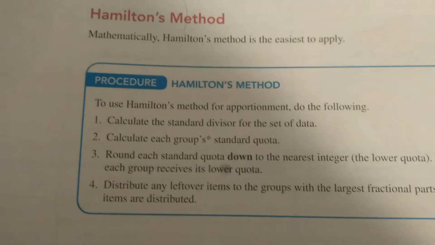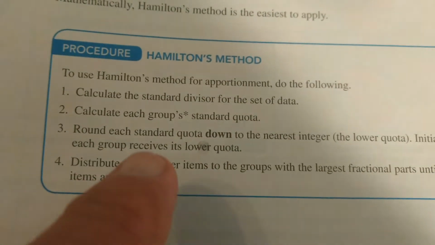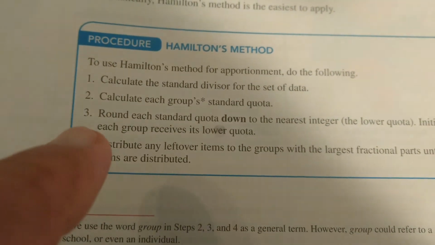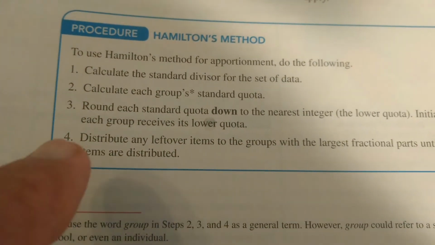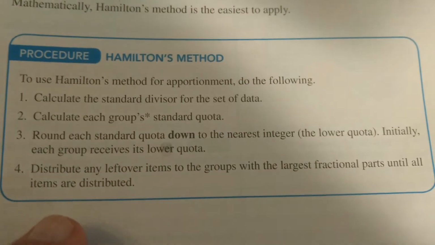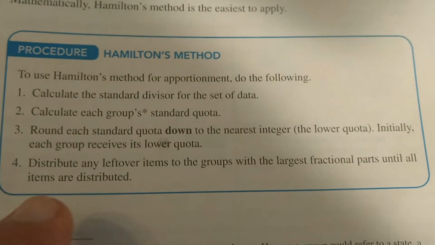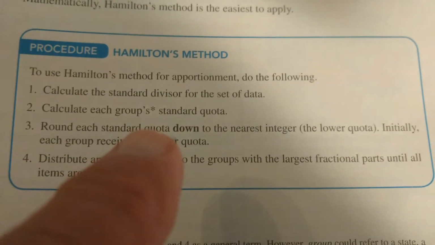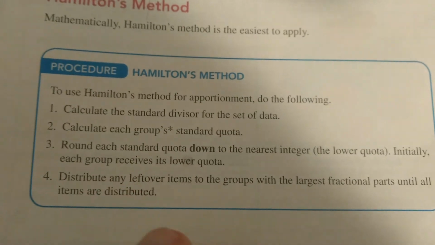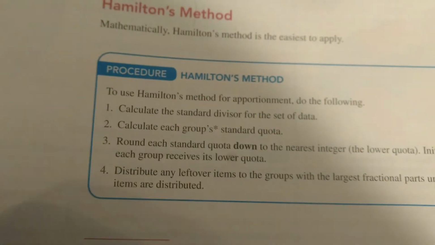Let's talk about the first method, Hamilton's method. All right, first of all, here's the procedure on Hamilton's method, again on page 887. To use Hamilton's method for apportionment, do the following. Calculate the standard divisor of this data set, which we already talked about. Calculate each group's standard quota. Round each standard quota down to the nearest integer. So this is a lower quota that we're dealing with. Distribute any leftover items to the groups with the largest fractional parts until all items are distributed. So what it's saying here in number 3 is that once we round down, if we add them all together and we still don't reach 60, then you take the leftover doctors and apportion them to the clinics that had the highest decimal. And you keep doing that until all the doctors are gone.